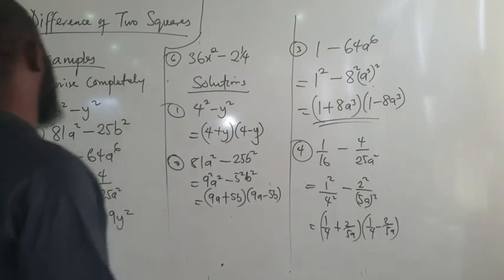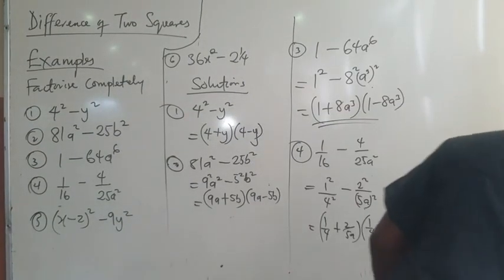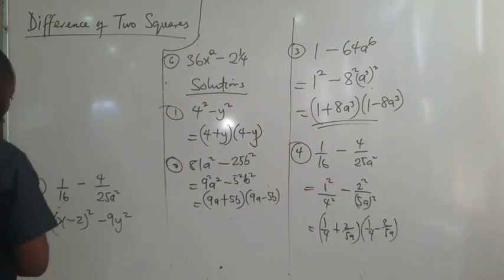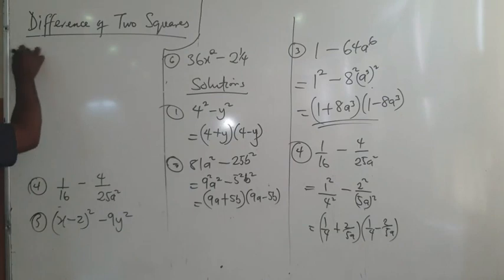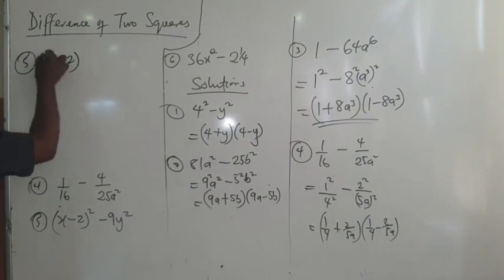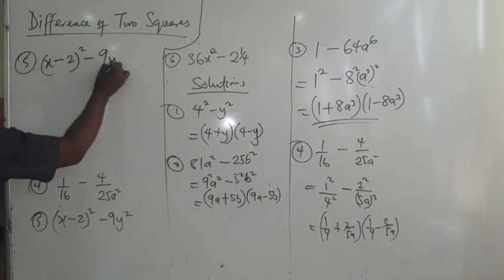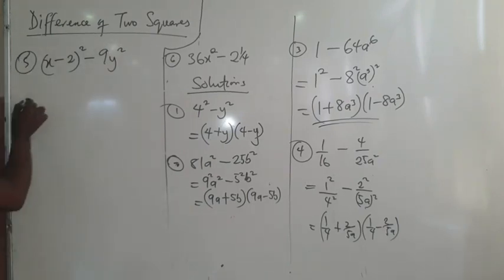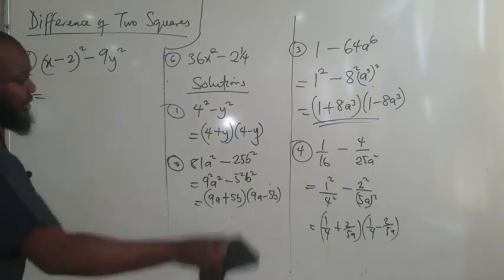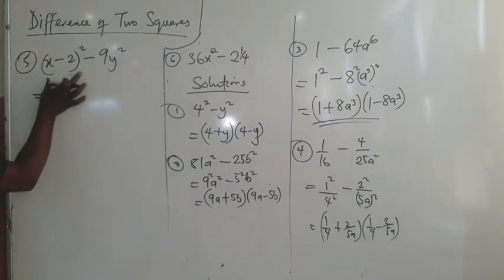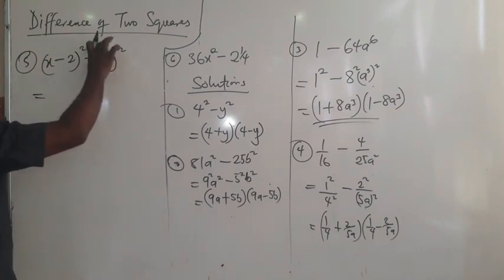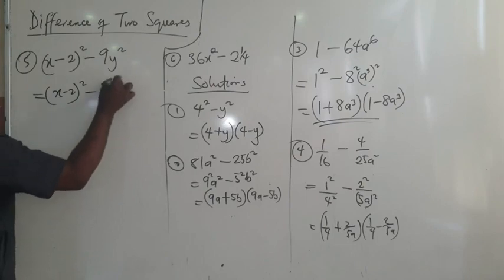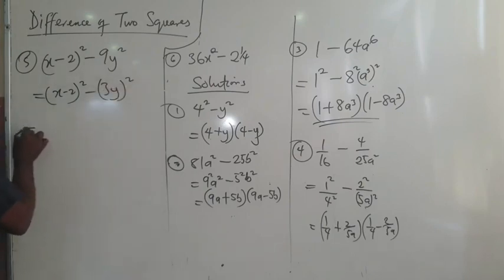This is question number 5. Let me do it here. We have x minus 2 squared minus 9y squared. So if you are thinking this one is not possible, it is possible. This is also a difference of two squares. This is the first square, this is the second square, because we can take 9 to square. So that will be x minus 2 squared minus 3y, everything squared.